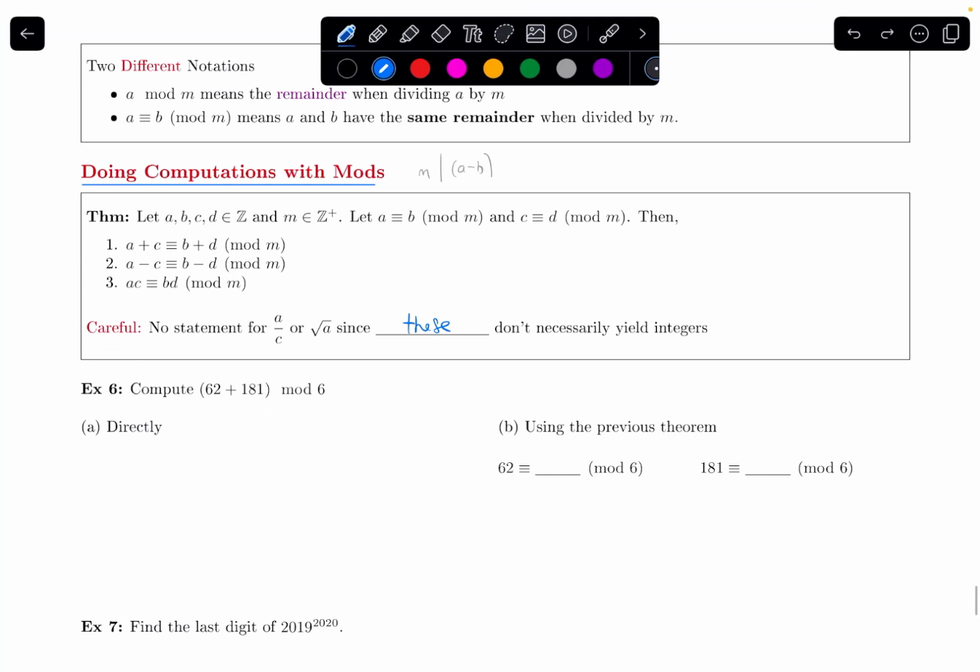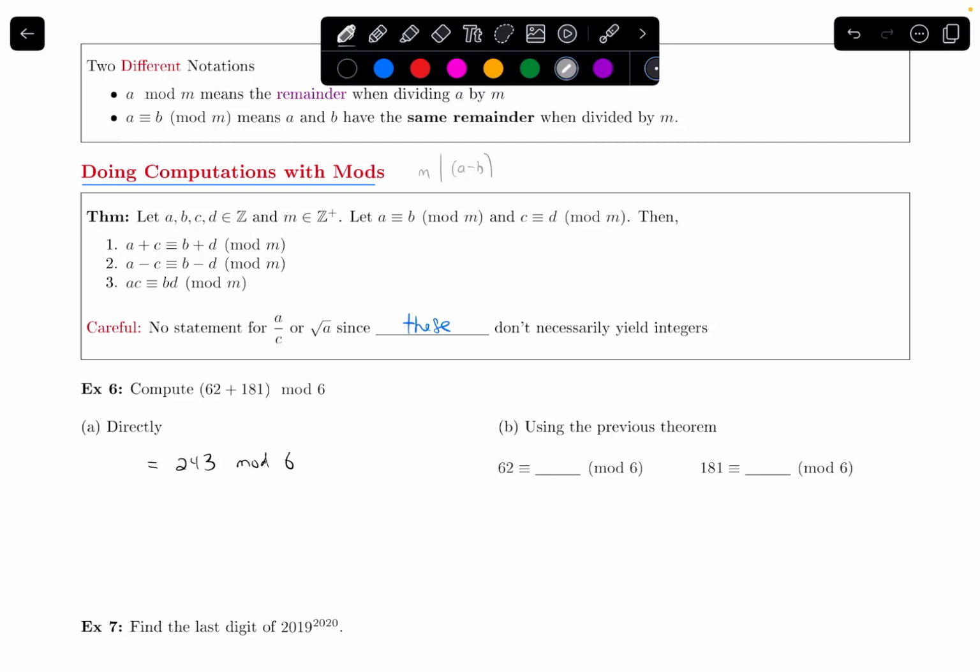So the example says compute 62 plus 181 mod 6. I'm going to do this in two ways. First, I'm going to do it directly, recalling what this mod notation means when it doesn't have the congruence symbol. Remember, all that means is whatever this is, divide it by 6 and tell me the remainder. So let's add those numbers together. Adding 62 to 181, I get 243. And I want to know what's the remainder when I divide that by 6.